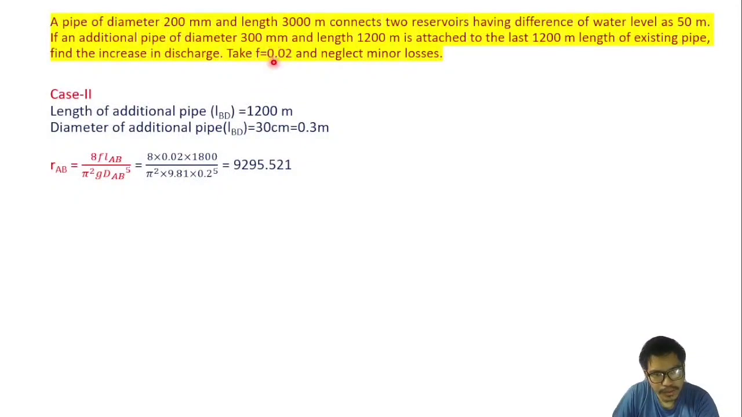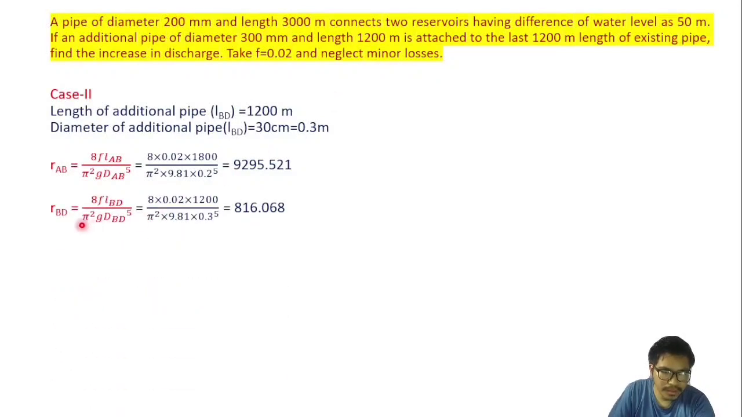Since F is 0.02, the length of AB is 1800 because it is 3000 minus 1200, and the length of BD is 1200, and the diameter is 300 millimeter, that is 0.3 meter or 30 centimeter, that is 0.3 meter.